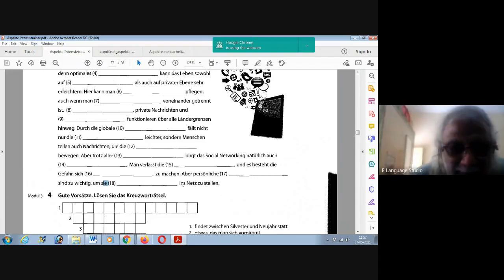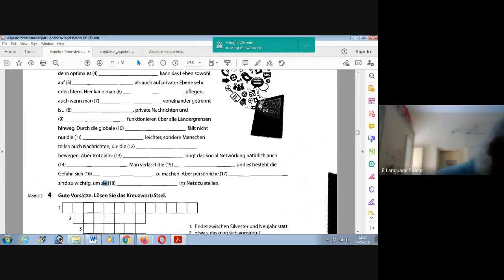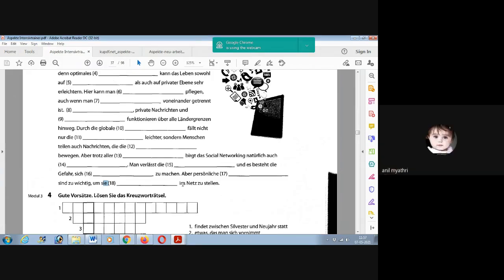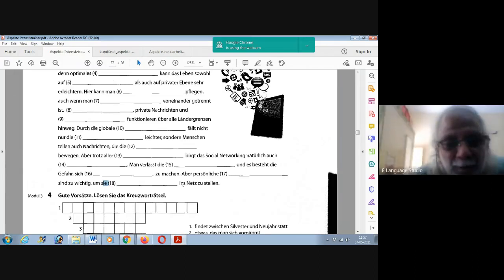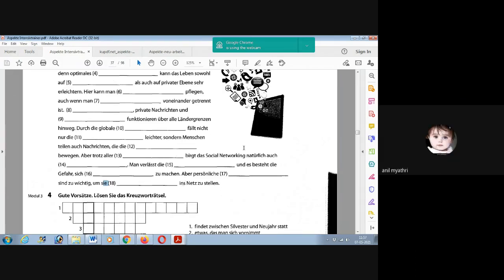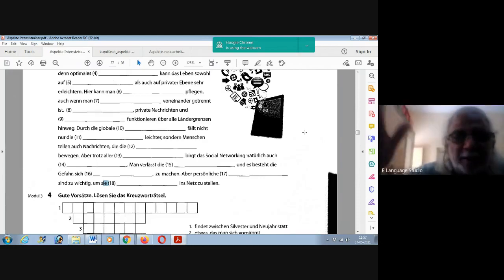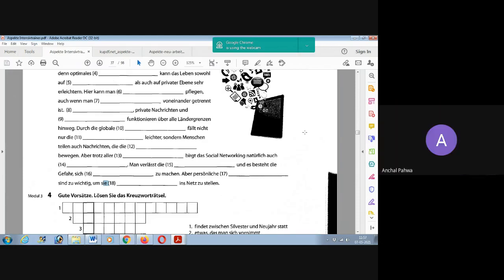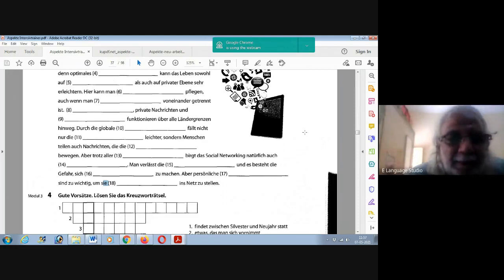So how will we arrange these three words left? Anonymität, durchsichtig und Moment. Und bedenkenlos. In a carefree manner, without a care, without thinking, unthinkingly, carelessly.